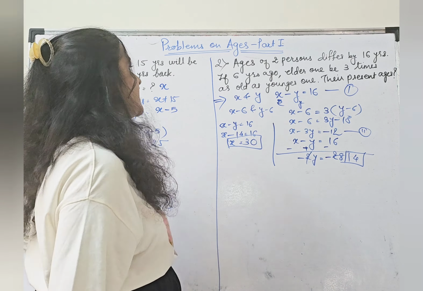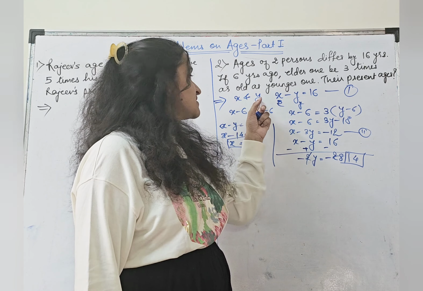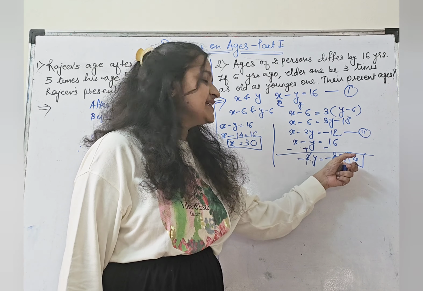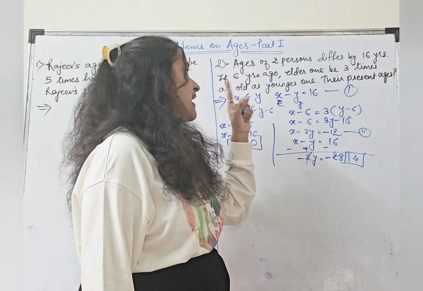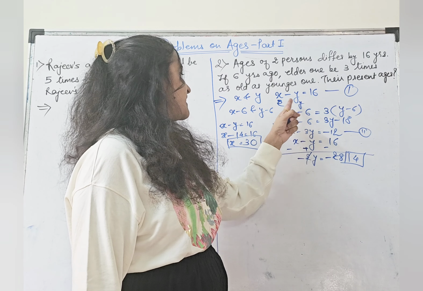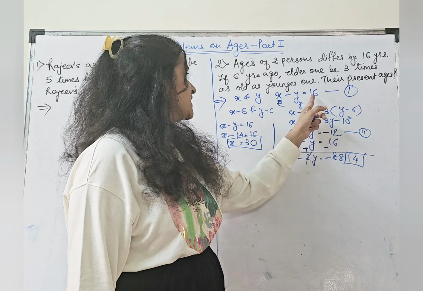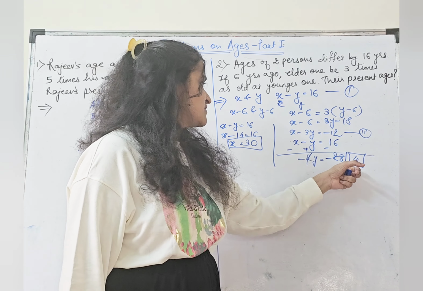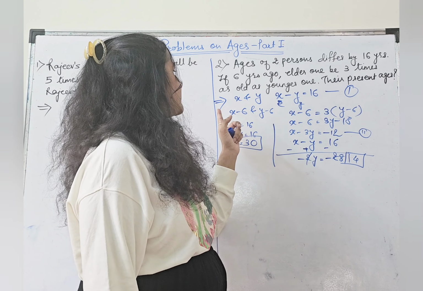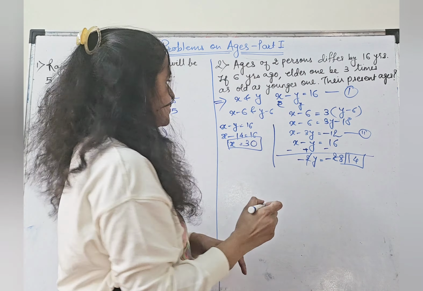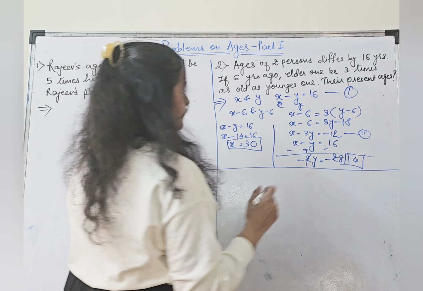Okay, so their present ages. Because present ages are x and y, right? So present age of x is 30 and present age of y is 14. That's the answer. As I already told you, x is elder than y. Yes, x is elder than y. Difference between their ages is 16. Just cross check, 30 minus 14 is 16. Correct? And then you can also check it with the second statement which is given to you. Okay, so this is one way of doing this.